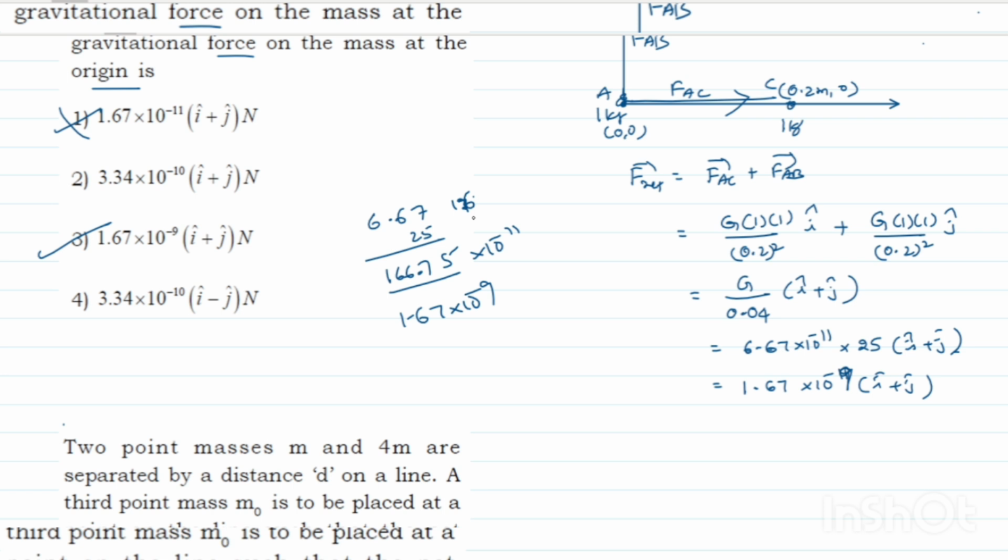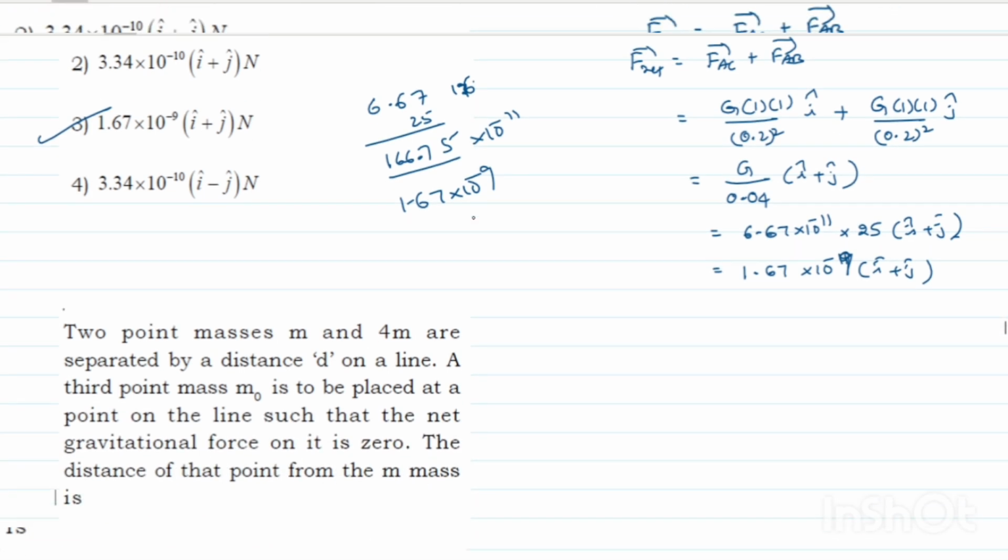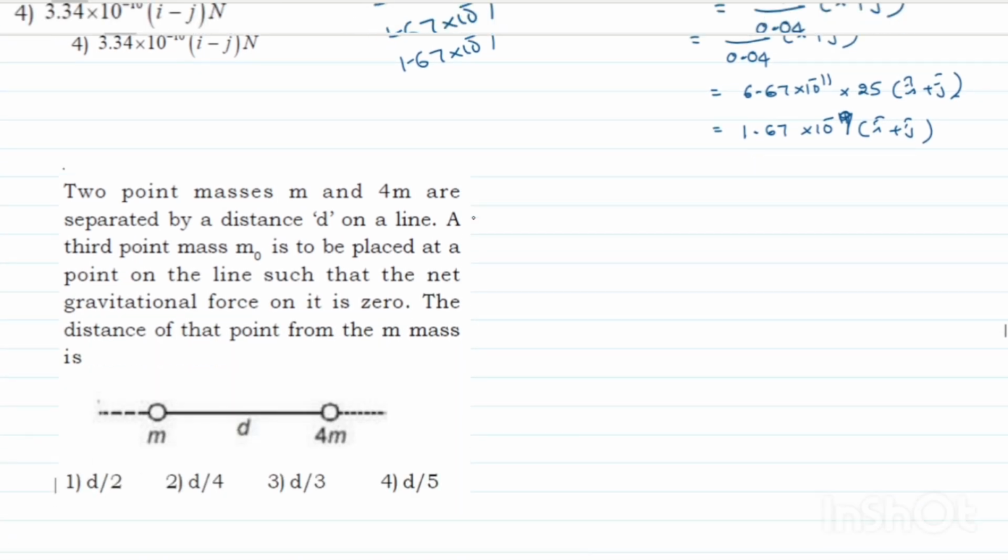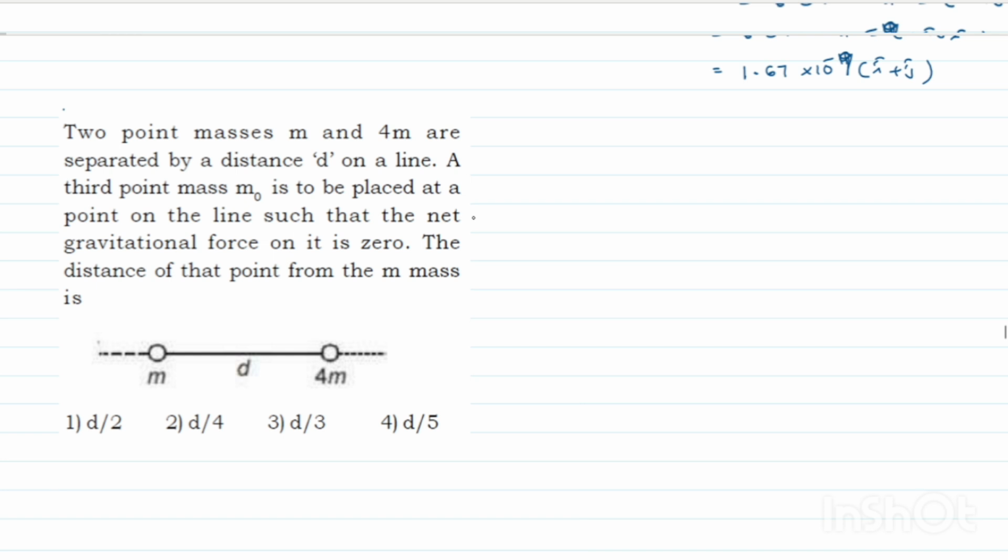Let us see the next question. The next question says 2 point masses m and 4m are separated by distance d on a line. A third point mass m0 is to be placed at a point on the line such that the net gravitational force on it is 0, it's given. So here one mass is given as m, and next one more mass is given as 4m, and they are separated by distance d.